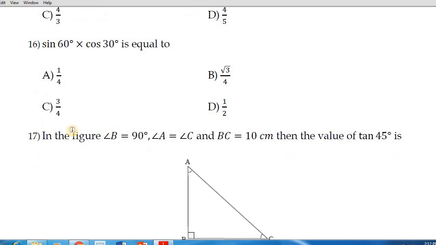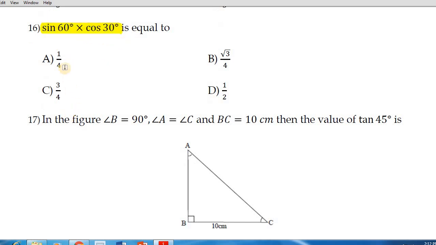Next, 16th question. Sin 60 degree into cos 30 degree is equal to. Given options are 1 by 4, root 3 by 4, 3 by 4, 1 by 2. So write the sin 60 degree value, children. That is root 3 by 2. And the cos 30 degree value is root 3 by 2 itself. So simplify these two: root 3 by 2 into root 3 by 2. We'll get 3 by 4. So option C is correct for this question.